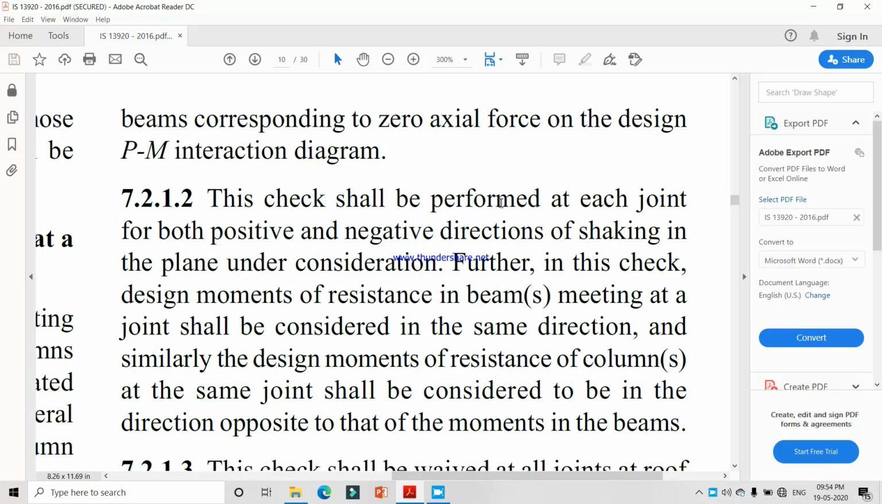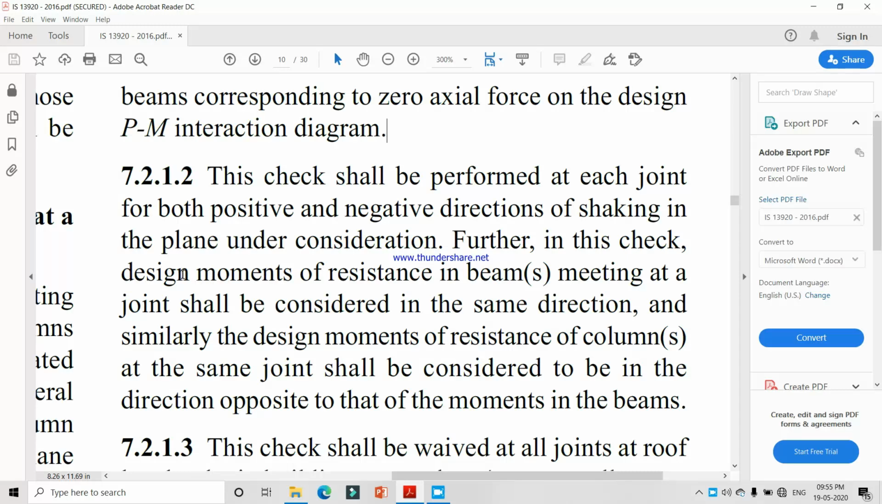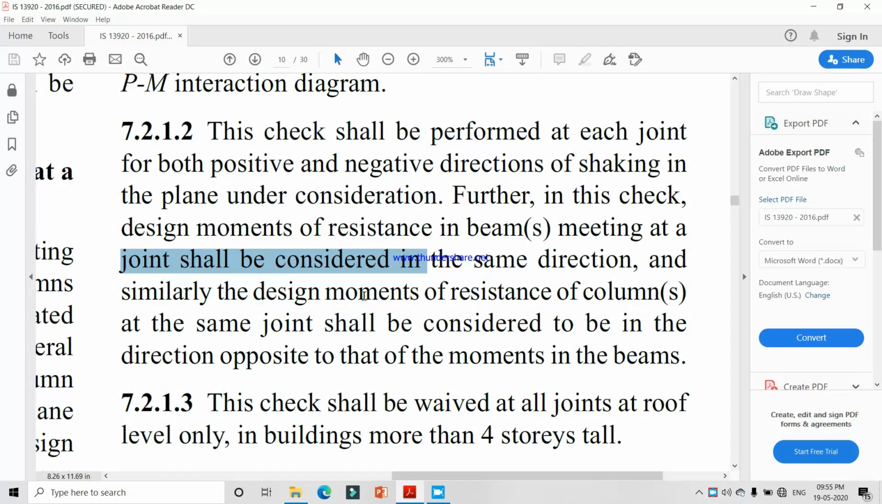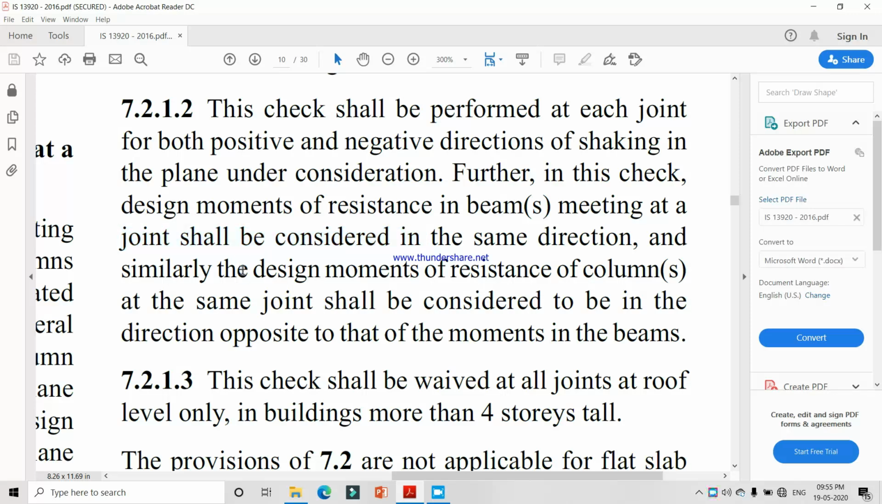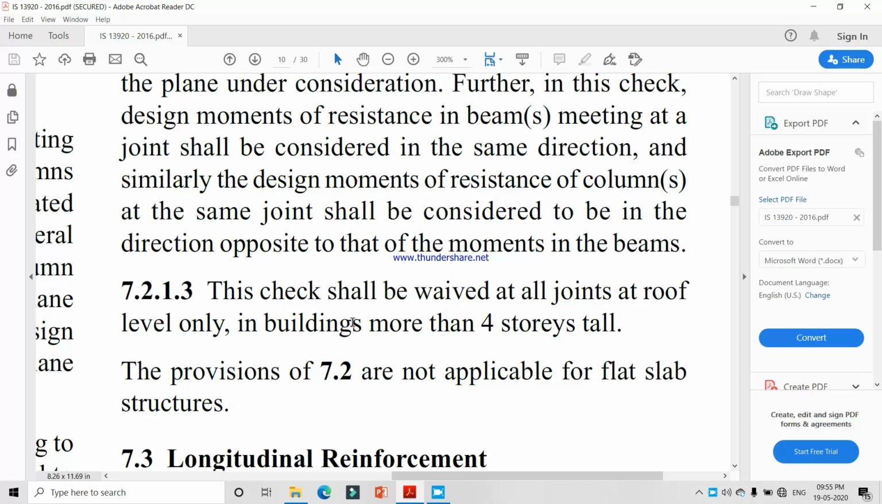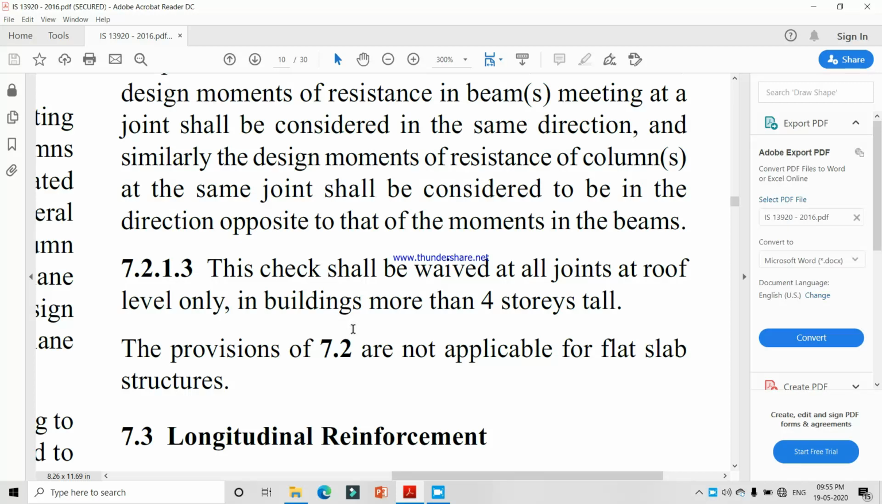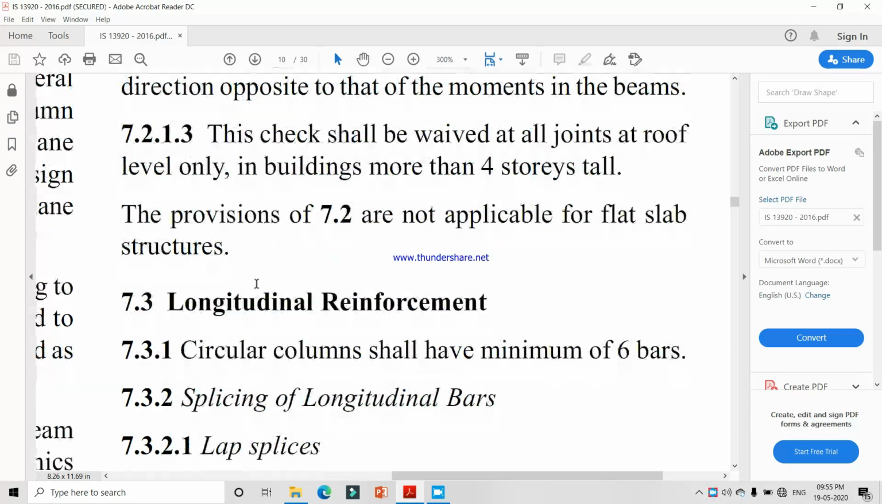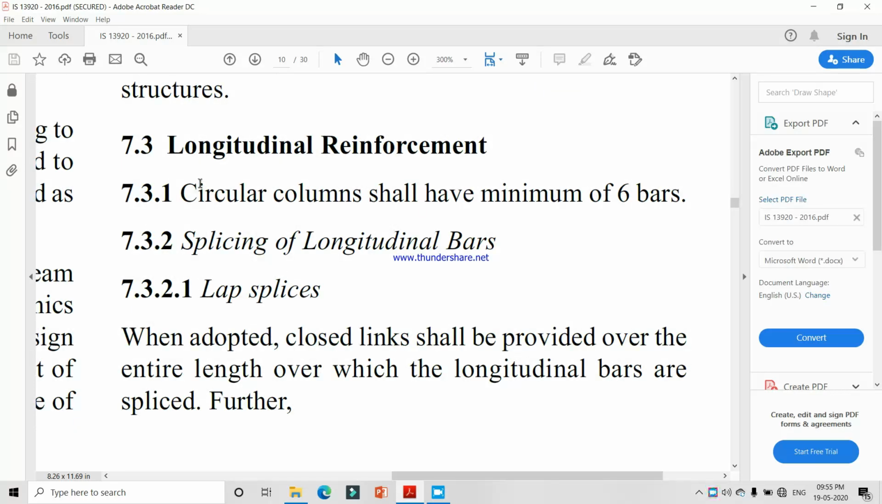You have to check for the positive and negative direction of the sagging of the beam. Further, a check of the design moment of resistance of the beam joint is also provided, and this is also done for the column. Then next is the longitudinal reinforcement. Minimum reinforcement for the circular column is 6 bars and for the square column is 4 bars.